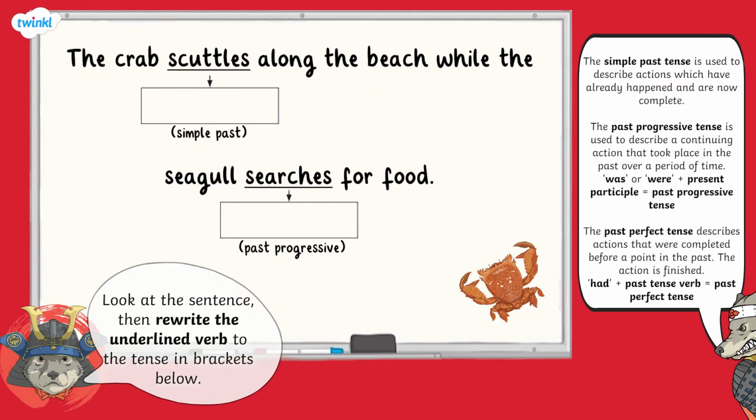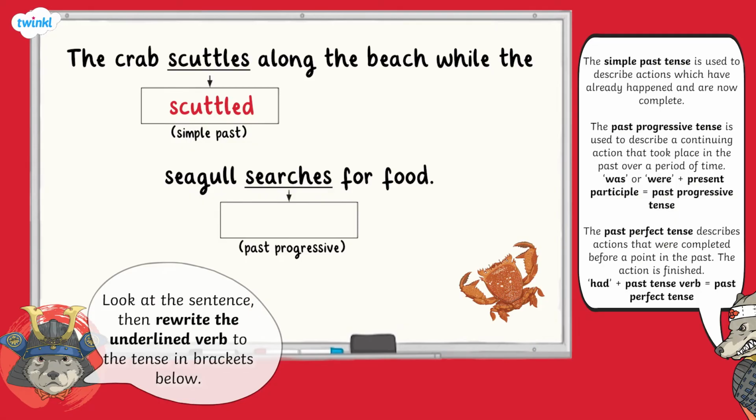Do you have an answer? Great. Let's look at the original sentence. The crab scuttles along the beach while the seagull searches for food. The first verb form scuttles needs to be changed to the simple past tense. To do this, we generally add d or ed. Therefore, scuttles becomes scuttled. The second verb form searches needs to be changed to the past progressive.